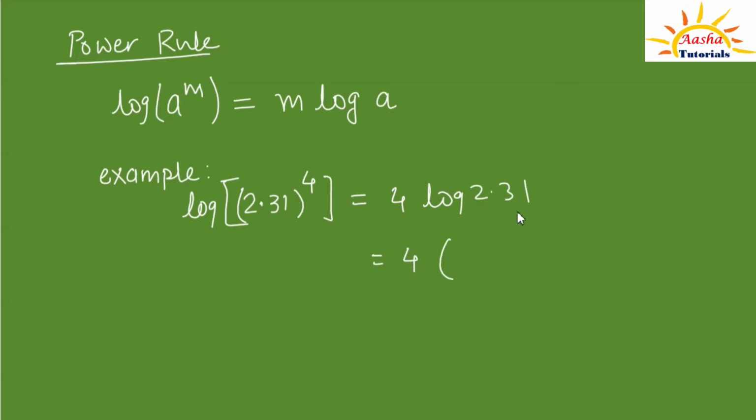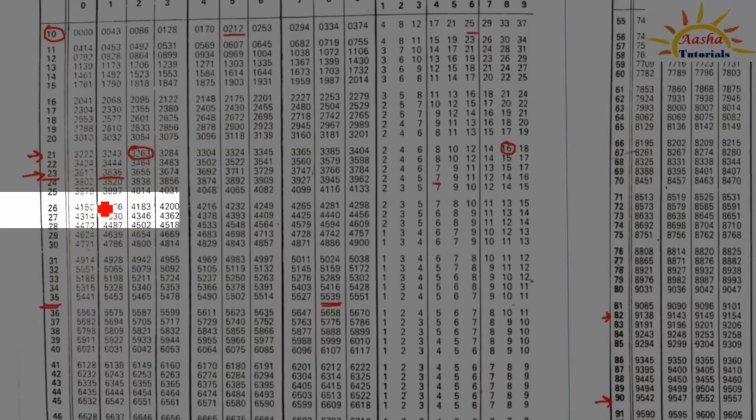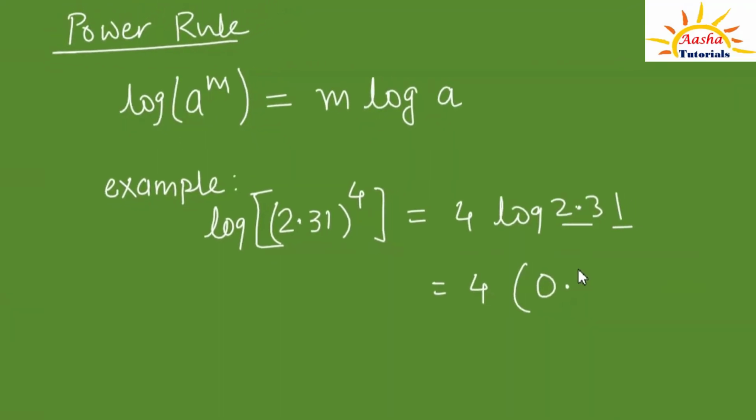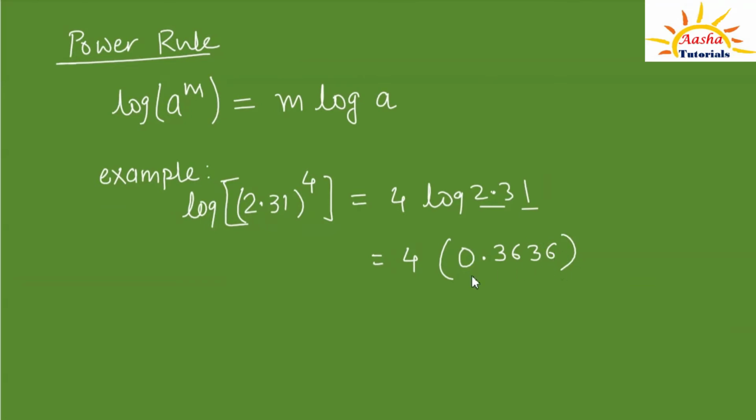So I have to take log of 23 in 1. Again, the characteristic value we write is 0, as it is a single digit number. So log of 23 in 1, what is that? Here we have 23 and its log in the first column is 3636. To this I'll multiply by 4. 4 times 6 is 24, then 4 times 3 is 12, and this 2 makes 14. So after multiplying by 4, we get 1.4544.